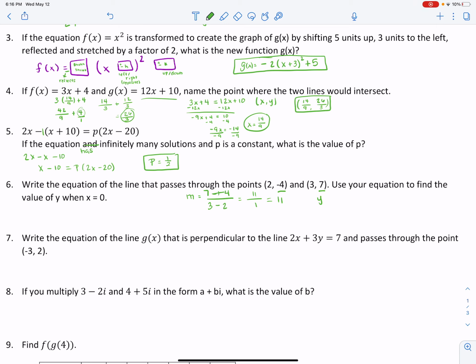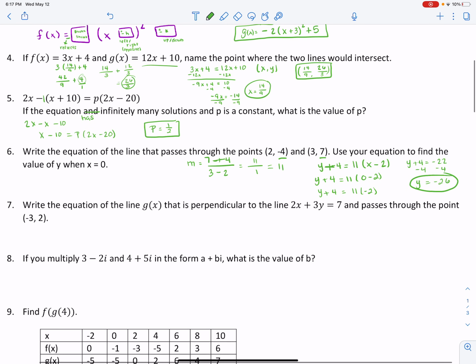So y minus -4 equals m times (x minus 2), so that becomes plus. So my equation is y plus 4 equals 11 times (x minus 2). And I want to know the value of y when x is 0. So I'm going to keep the equation, times 0 minus 2. So y plus 4 equals 11 times -2. So y plus 4 equals -22, minus 4. y equals -26. That's the answer.